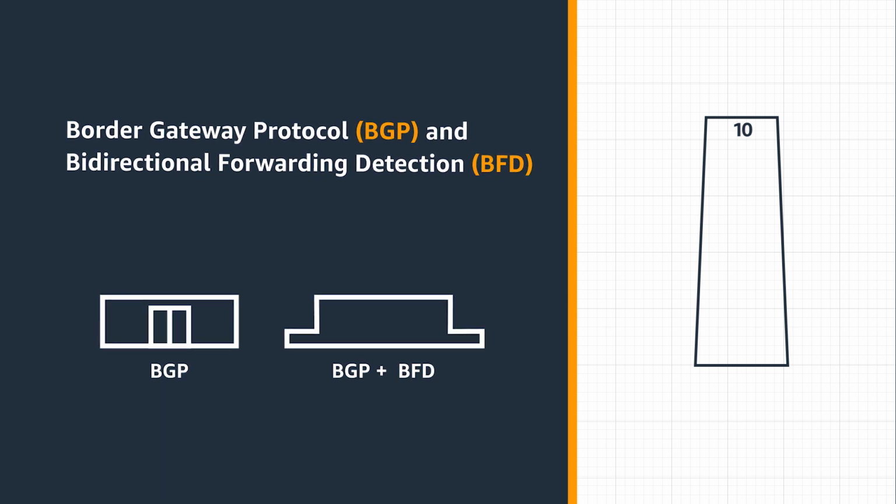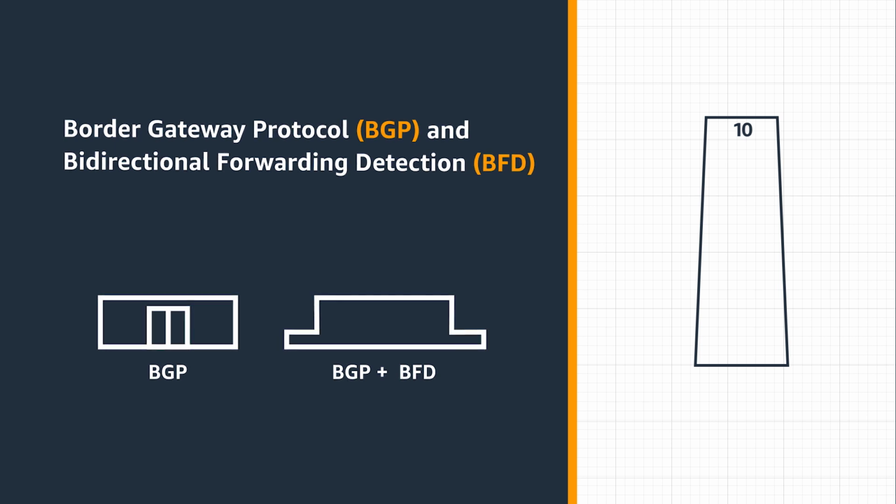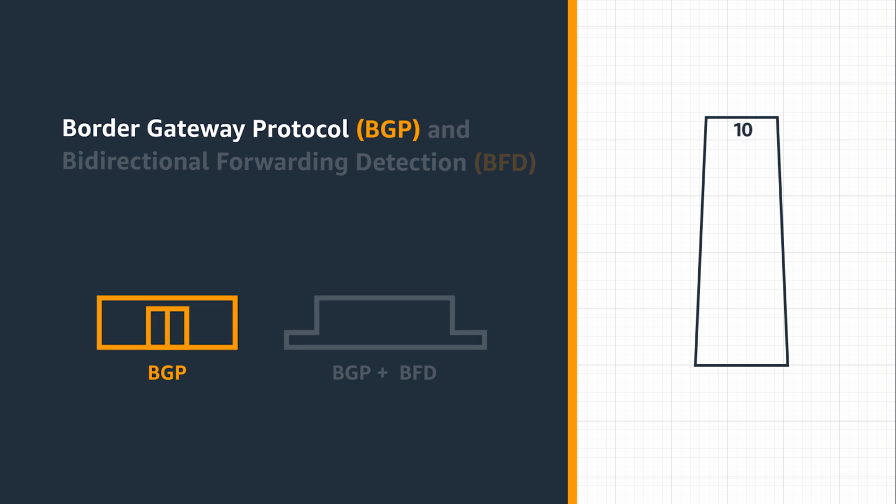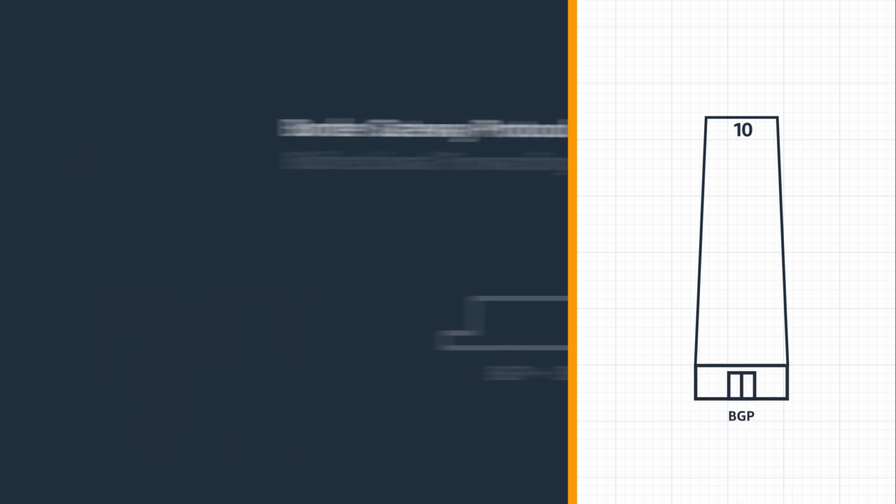Your choice of private or public ASN will determine which type of virtual interface you can use later. Private virtual interfaces require a private ASN, and public virtual interfaces require a public ASN. For this scenario, we will use BGP with a private ASN.